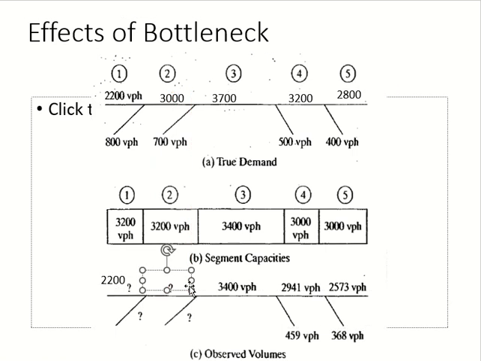Demand is 3000, capacity is 3200. So the volume is 3000, because demand is less than capacity, no problem. Okay, now we reach this one, segment number 3. Why do I have 3400 here? Tell me. Because the capacity is less. Capacity is less, demand is more. So 3400 is what? Capacity. Okay. This is what we have done in the previous examples as well.